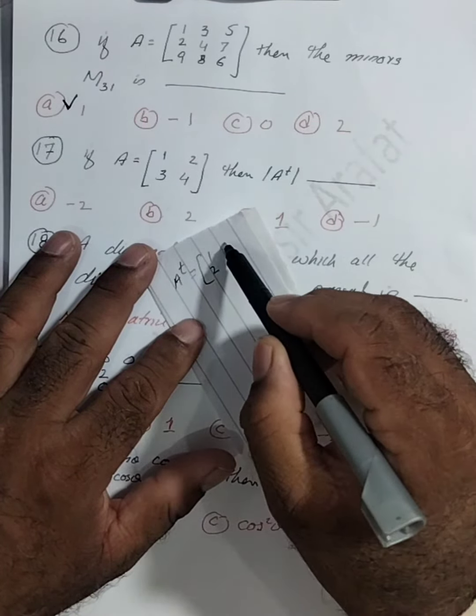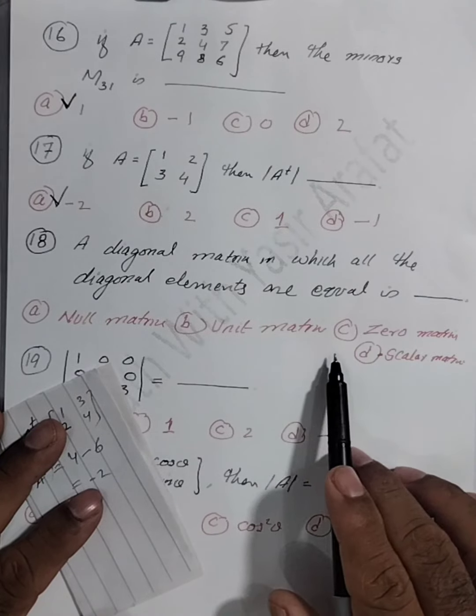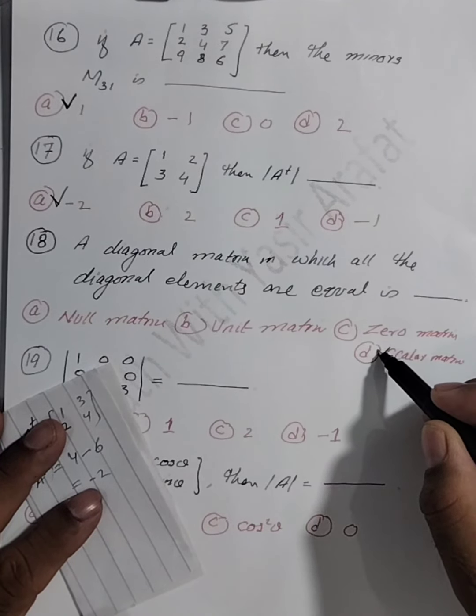Now a diagonal matrix in which all diagonal elements are equal is called a scalar matrix.